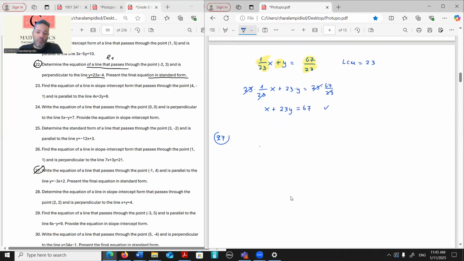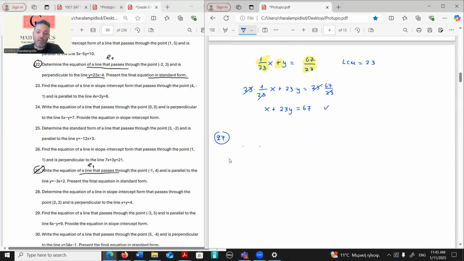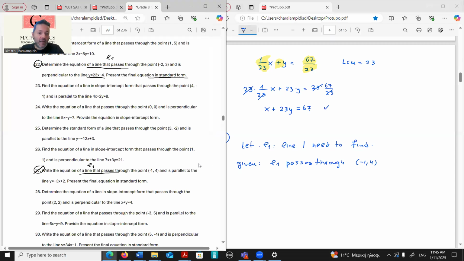Again, we need to write the equation of a line. Let's call that L1. So I'm going to write again that L1 is the line I need to find. What do I know about this? The given is that L1 passes through the point (-1, 4), and is parallel to this.